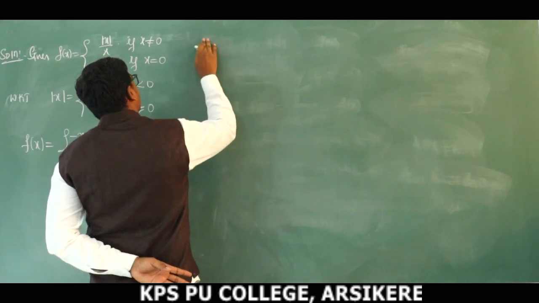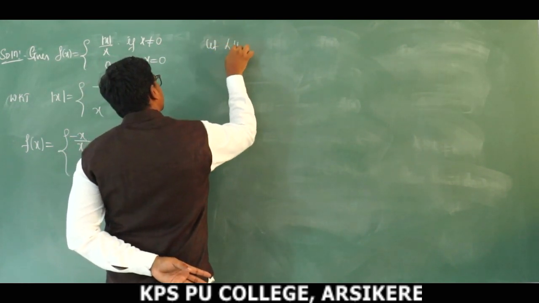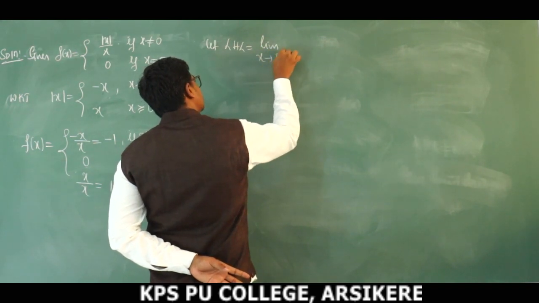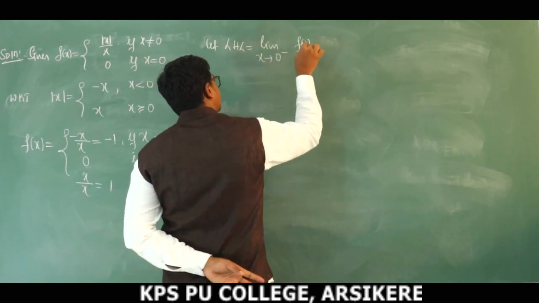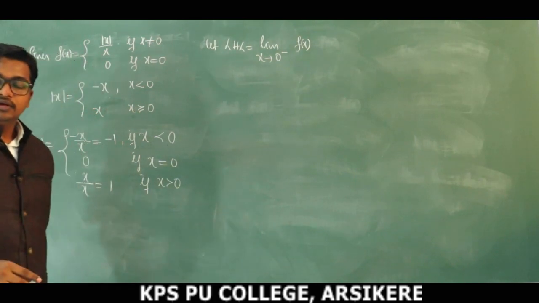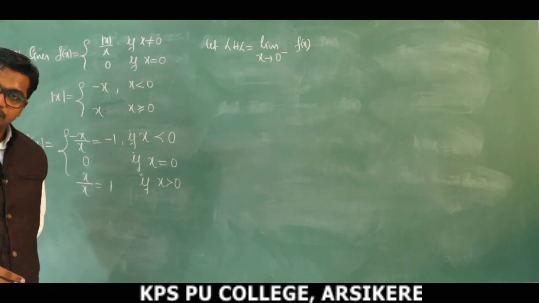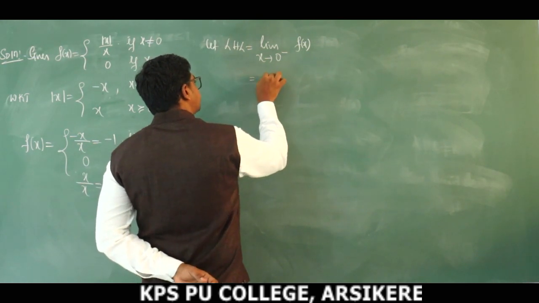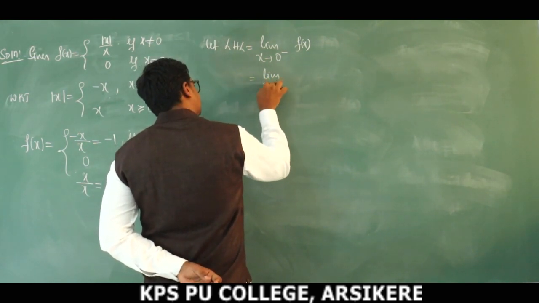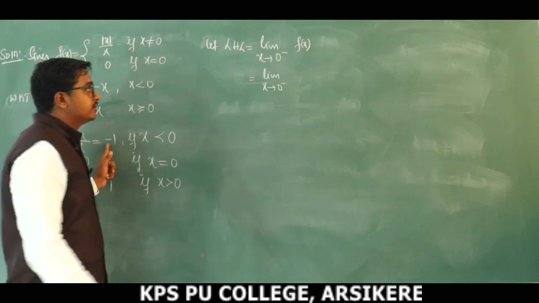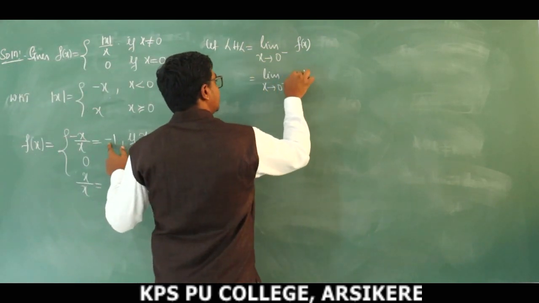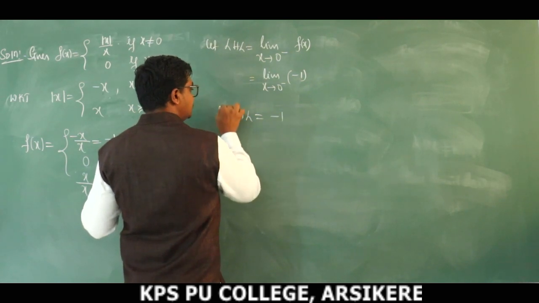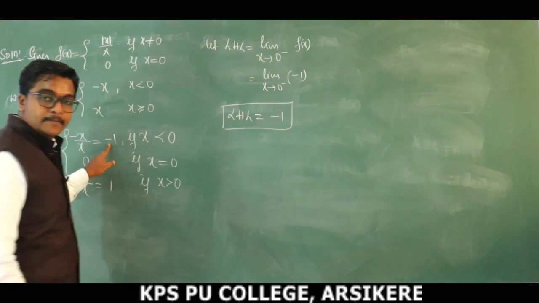Let LHL be equal to the limit as x approaches 0 from the left of f of x. Because we need to find the limit as x approaches 0, first we have to find the left hand limit. It is minus 1. So LHL is equal to minus 1, because this is a constant function here.